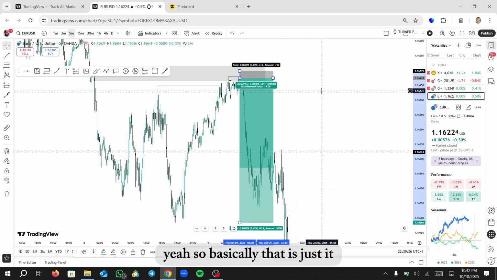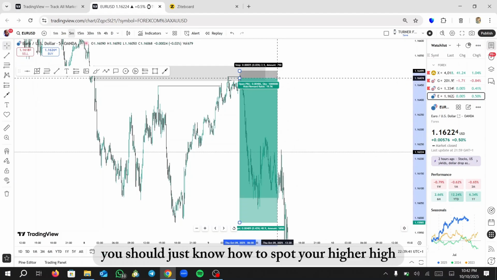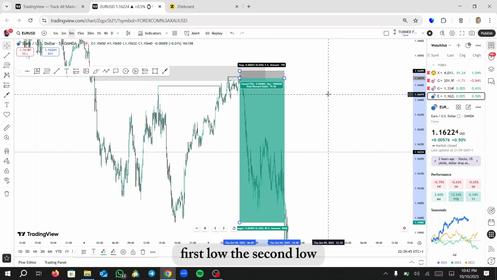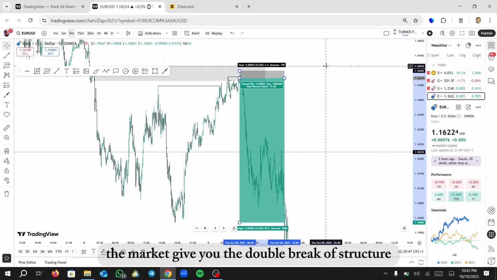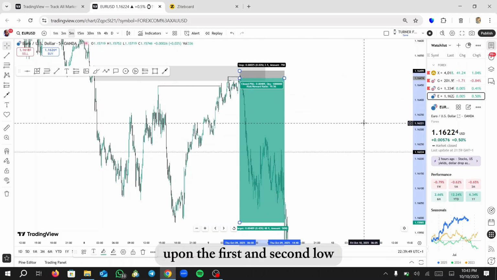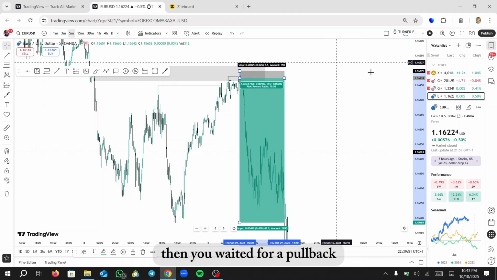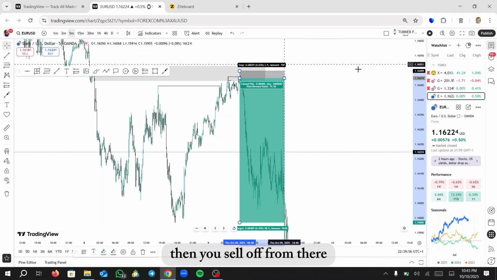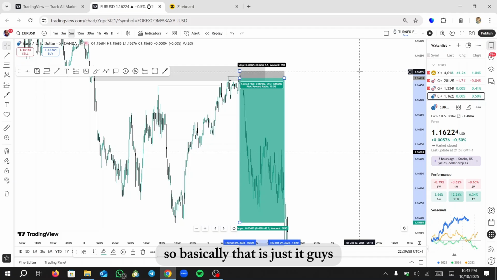Basically that is it. It is as simple as that. You should just know how to spot your higher low, whereby you would be able to mark your first low and second low. The market gave you a double break of structure upon the first and second low, then you waited for a pullback and spotted either your fair value gap or order block, then you sell off from there. So basically that is just it, guys.